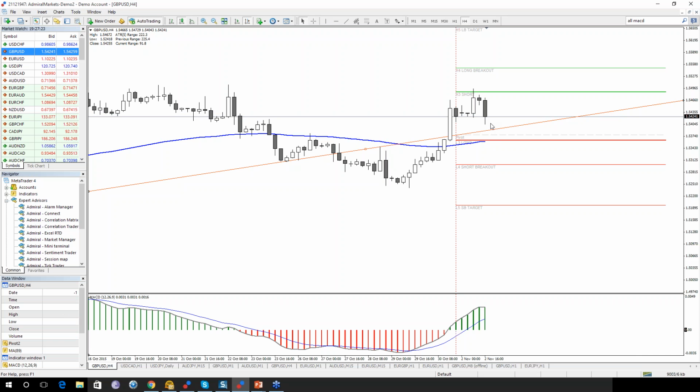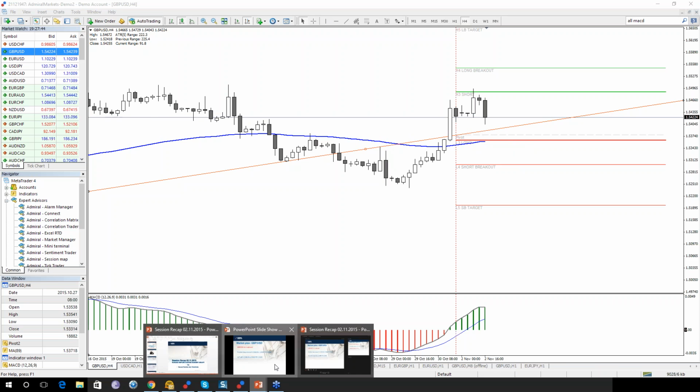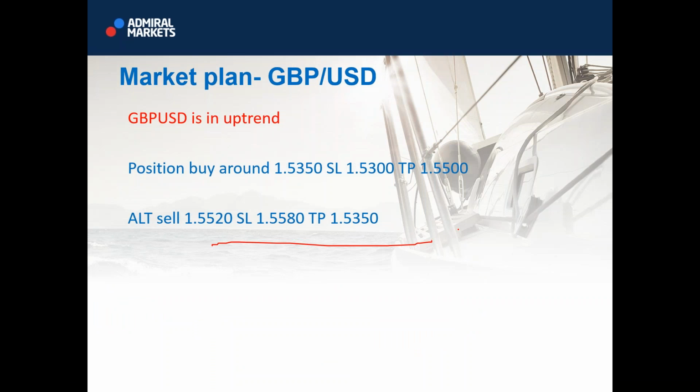So this will be the zone of confluence here. A lot of confluence here. This is the 89 EMA, no, 200, 89. L3, weekly pivot point, and inner trend line. Okay? So my plan is to buy here, sell there.